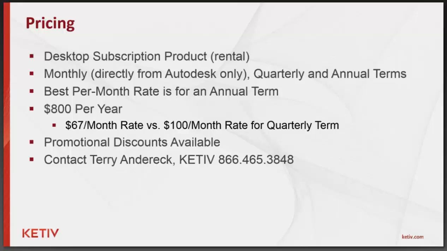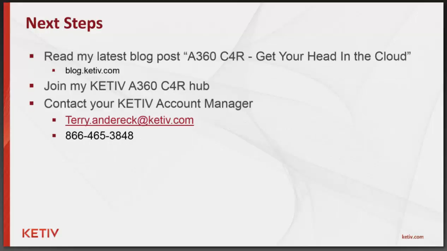And it can be done on a monthly, quarterly, or annual basis. The best cost per month rate is on the annual. An annual subscription is $800 per year or $67 a month, whereas if you'd done it on a quarterly or a monthly basis and kept it for a year, you'd have paid $100 a month. And discount promotions are available on this. If you need any more information, feel free to call me at the main number, and I'll be happy to answer your questions.